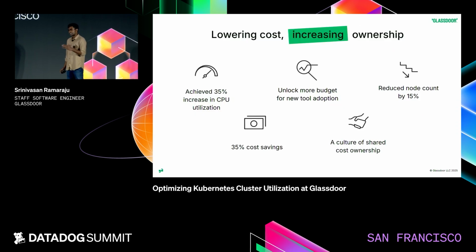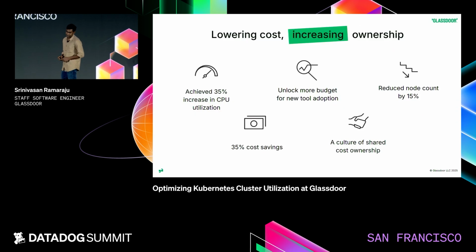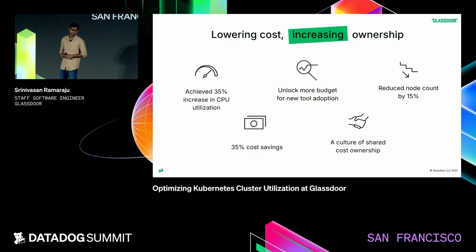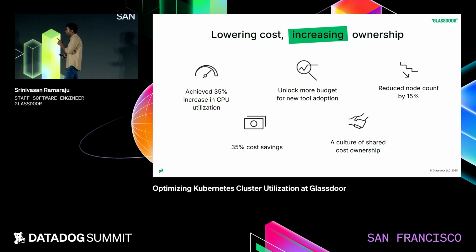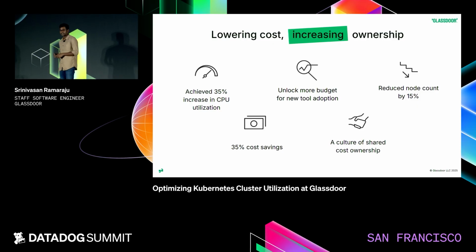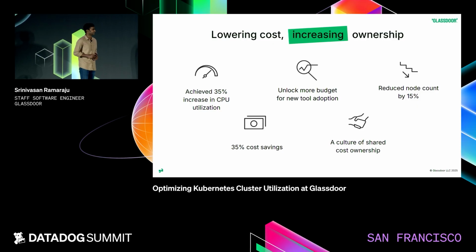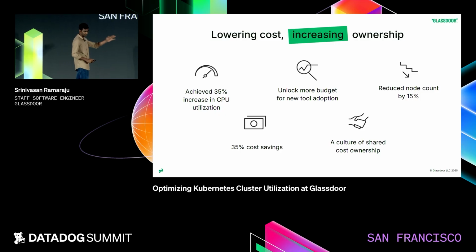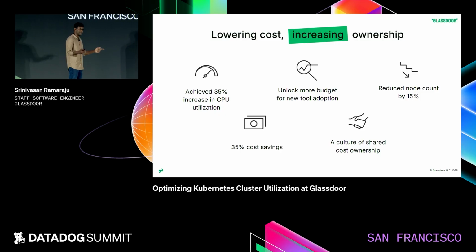Once our teams stepped up, we started unlocking those benefits. Here's the best part. We achieved a 35% increase in CPU utilization across our clusters, which means our node count was reduced by 15%. And obviously, it came with a sweet bonus of 35% in cost savings across our environments, which means happy boss, happy work life, which exactly ties to Glassdoor's mission of making work life better.